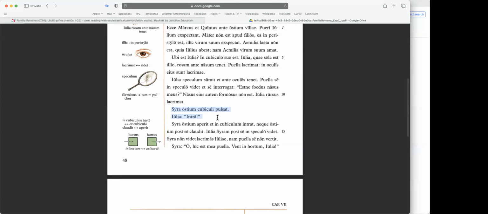Syra ostium cubiculi pulsat. Julia, intra. All right. So Syra is knocking, pulsat, pounding, knocking at the door of the bedroom. And Julia says, intra, enter.